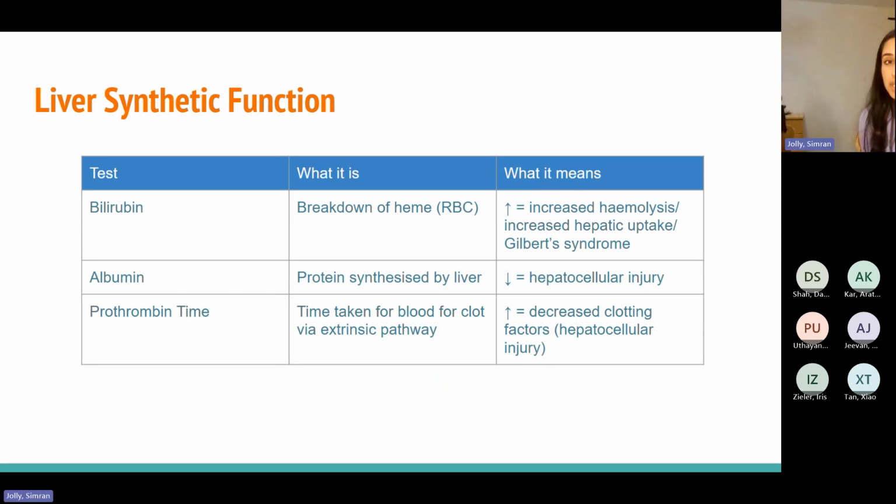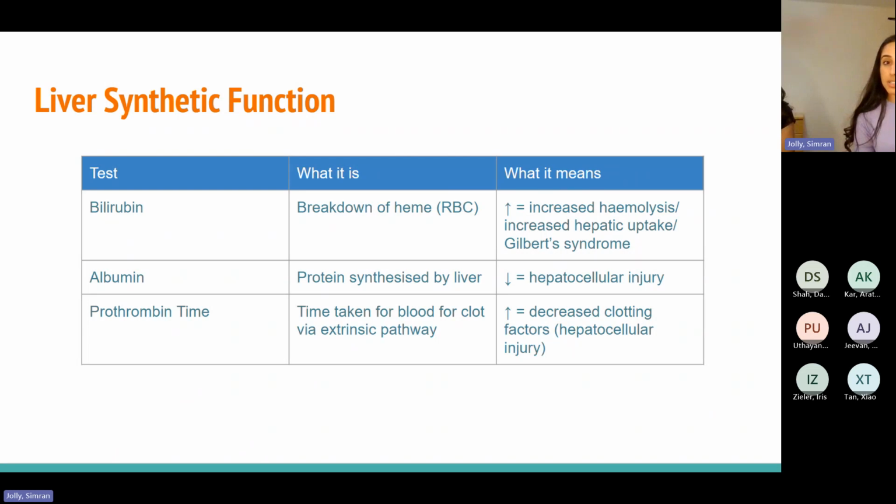And then you've also got albumin. It's a protein synthesized by the liver, but it's also a marker of inflammation. It may also decrease if you're dehydrated, but it is also a marker of hepatocellular injury. When it's decreased, you're looking at more of a chronic picture, because our albumin isn't really affected until cirrhosis, as the liver can function with only about 10% of its working capacity.